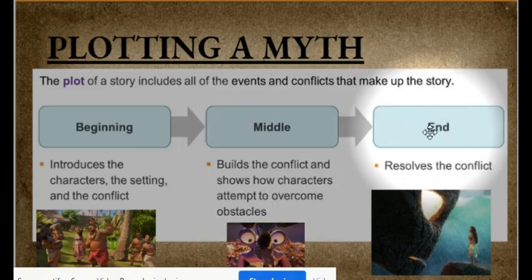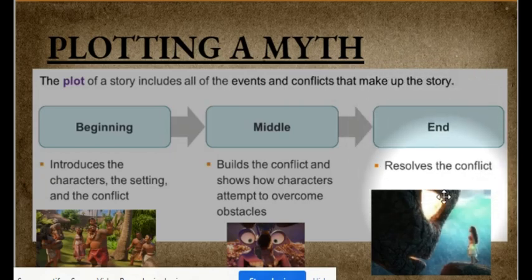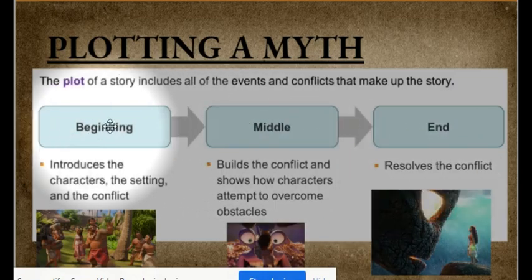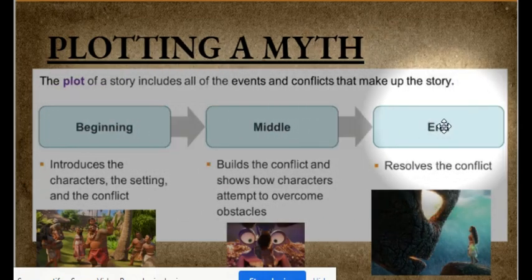And the end is where the conflict is resolved. Okay, so Moana does that dramatic walk and she offers the stone to the volcano, who we later find out is the goddess. And that's how she resolves the conflict, which is that her island was dying, but also the fact that she felt she wasn't able to explore her freedom and sail off the island. Okay, so beginning, middle, and end.